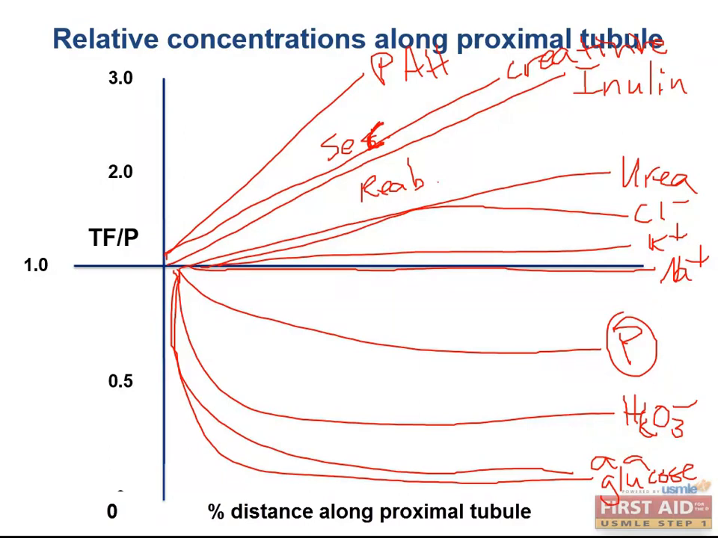For example, why does the line for inulin steadily increase over the course of the proximal tubule? Remember that since inulin is freely filtered but not reabsorbed, the amount of inulin in the tubule remains constant. But water is progressively reabsorbed with sodium, so the concentration of inulin gradually increases from the beginning to the end of the proximal tubule. Again, use this graph as a reference during your studies.